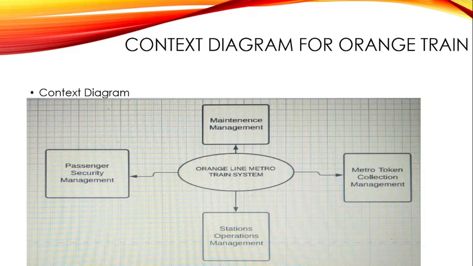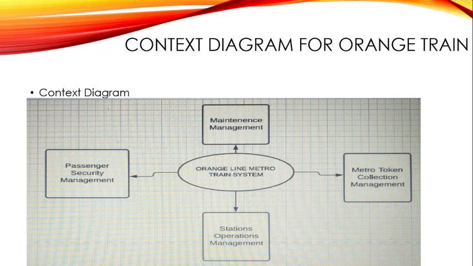Now we are seeing the context diagram for the Orange Line train, and here we can visualize how this metro train system works. We can see that maintenance management takes place around the Orange Line train, and passenger security is ensured.